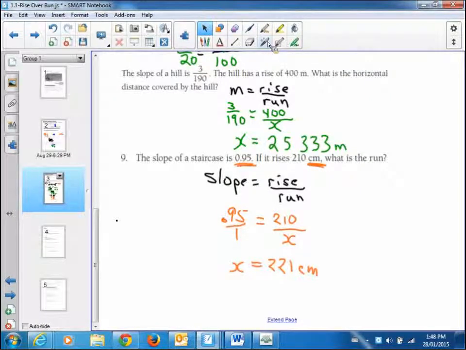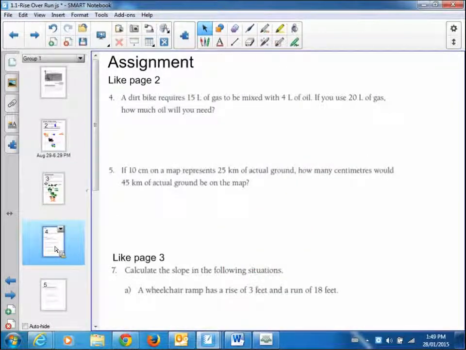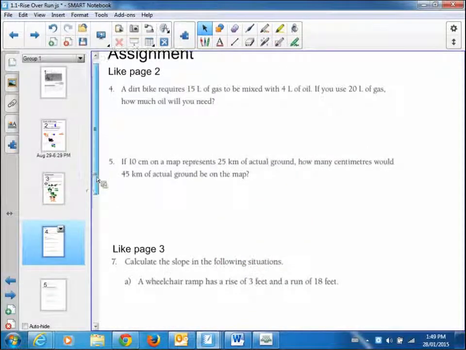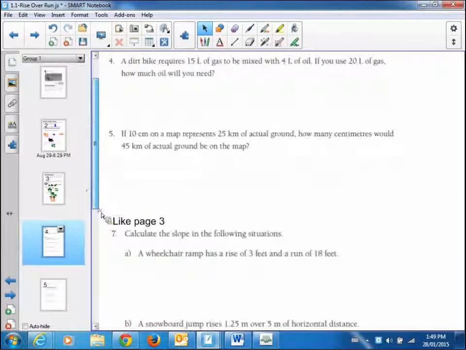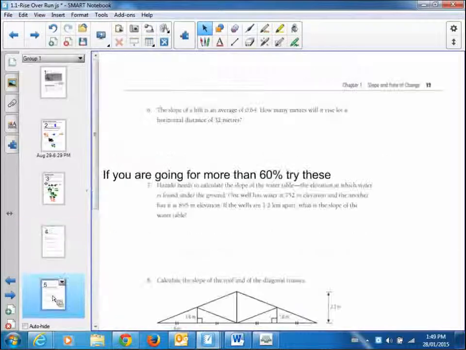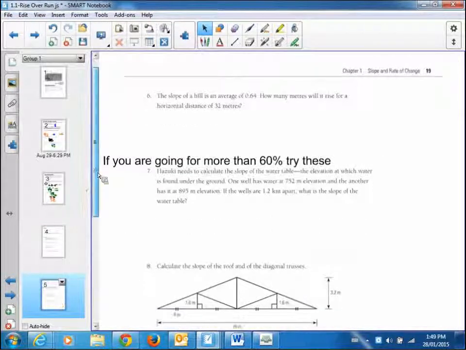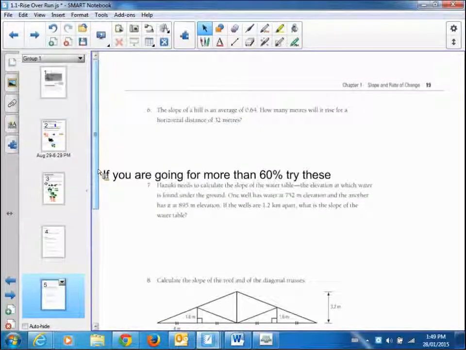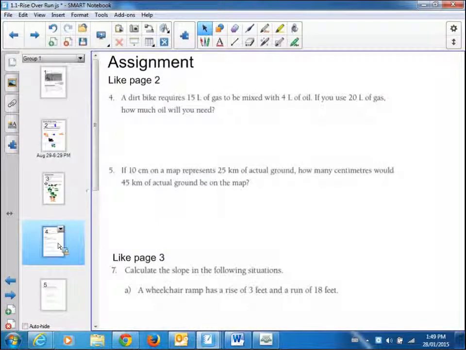Now, what are you guys going to do? Are there any questions about this page? Your assignment. This stuff is like what you did on page 2. The following ones are like what you did on page 3, so you can refer back to stuff. And then from there, try some of these harder ones, because I want all of you to go for more than 60%, but they get tougher after that, right? But go for it. You guys got some work to do, and you'll work into the next period with this too.